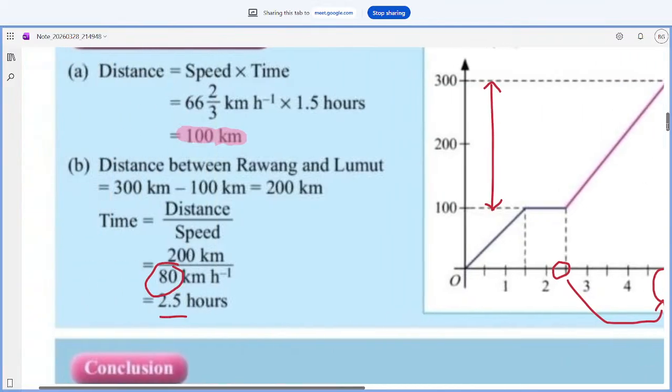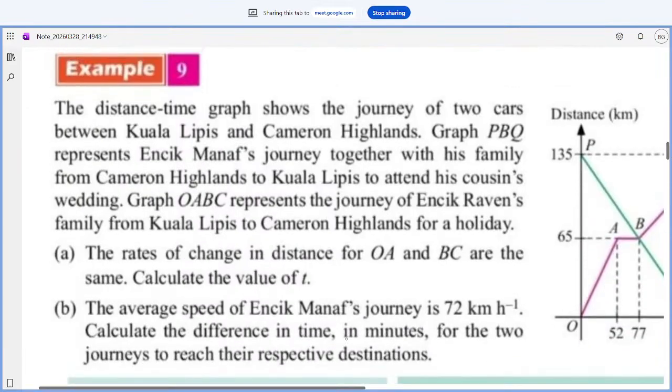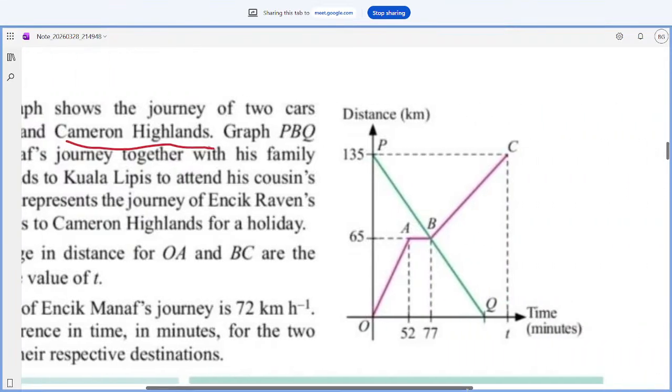Okay, so now next one. Next question, let me see. Okay, example 9. This is also another example. This one is 2 cars between Kuala Lipis and Cameron Highlands. This one is maths, normal maths. Form 4, Chapter 7 maths.